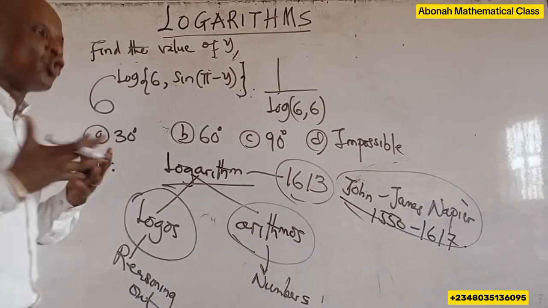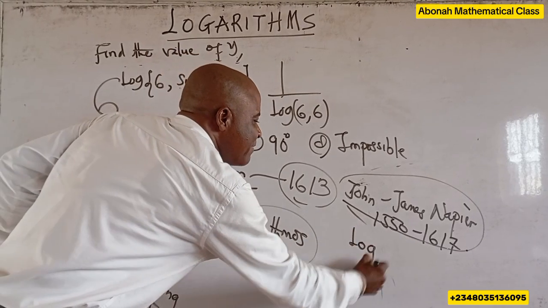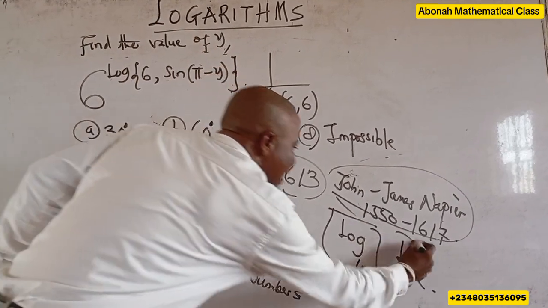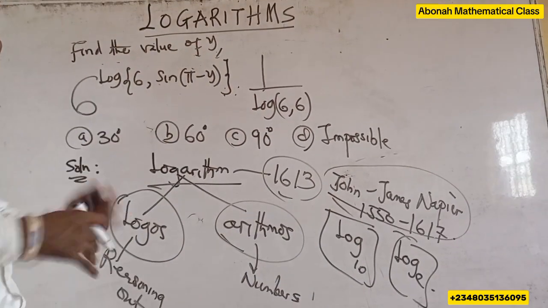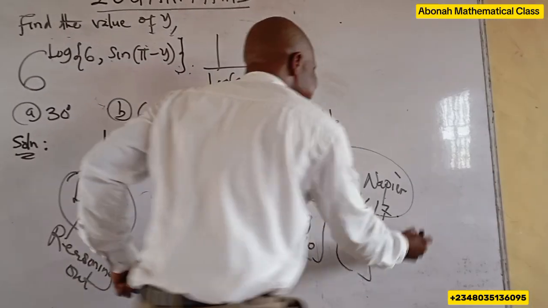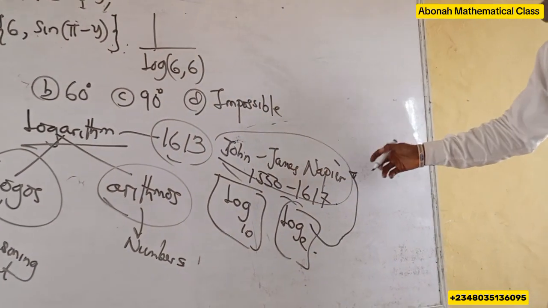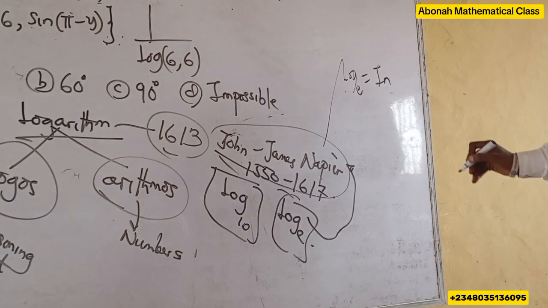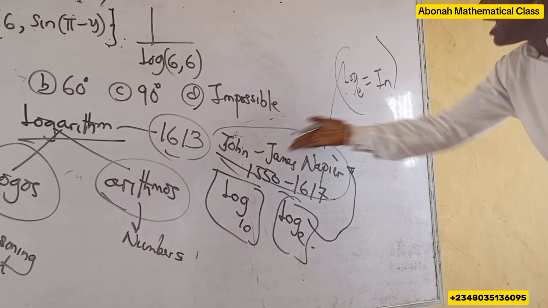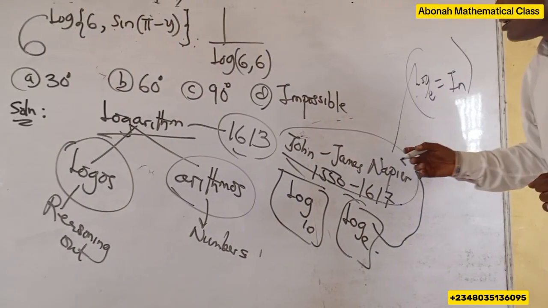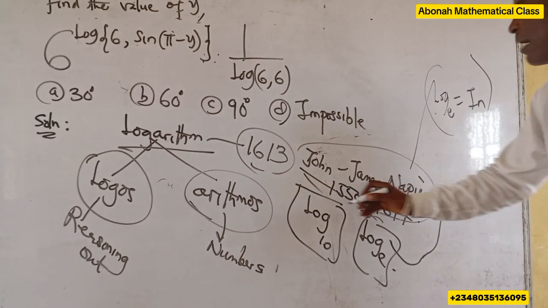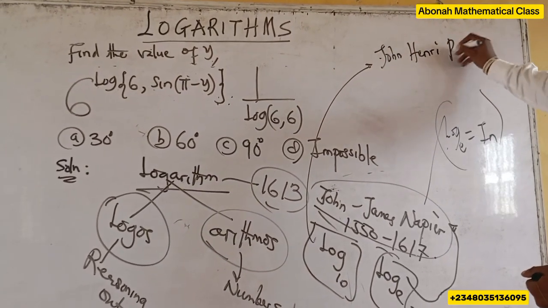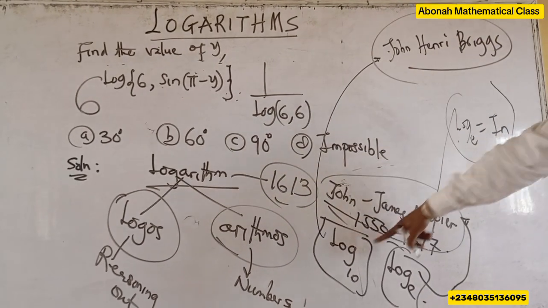And logarithm has two notations. We have logarithm in base 10 and logarithm in base e. These are the two types of logarithm we have. Logarithm in base e was designed and established by John Napier, which is also denoted as ln. After his death, another philosopher took over, Henry Briggs of England, who designed log in base 10.